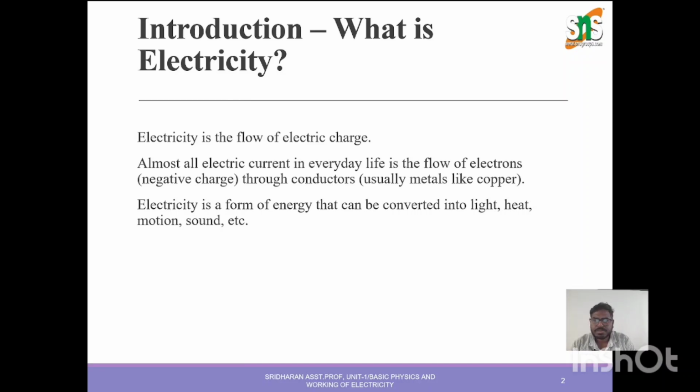Generally, electricity is a flow of electric charge, where the electric current in our everyday life is the flow of electrons from the negative charge to the positive charge. Each and every electron that flows in the circuit flows through conductors. Some of the conductors are metals like copper and iron. These kinds of metals are good conductors which conduct electricity more easily and feasibly. Electricity is a form of energy that is converted into light, heat, motion, sound, etc.